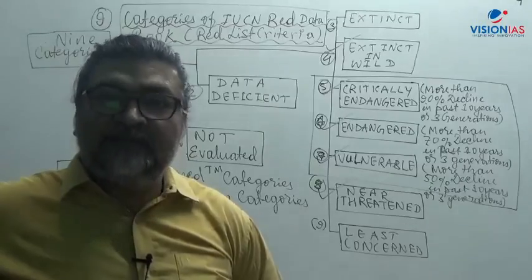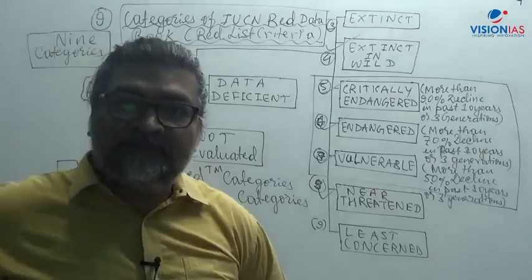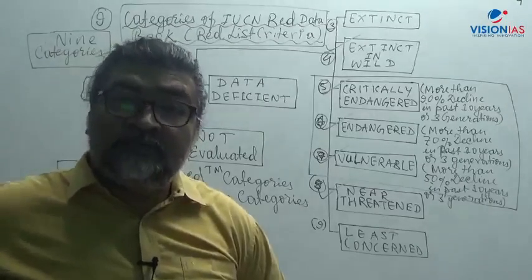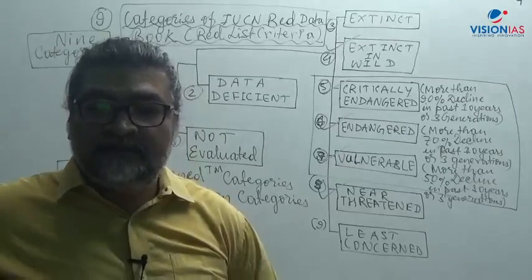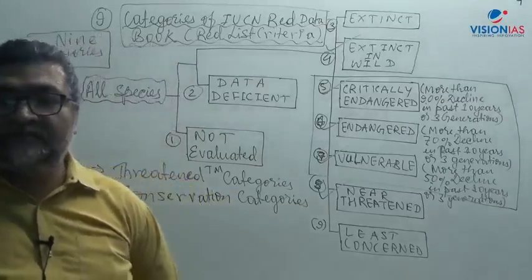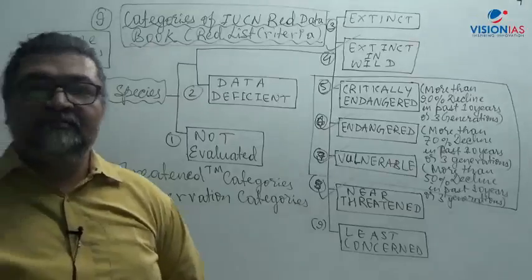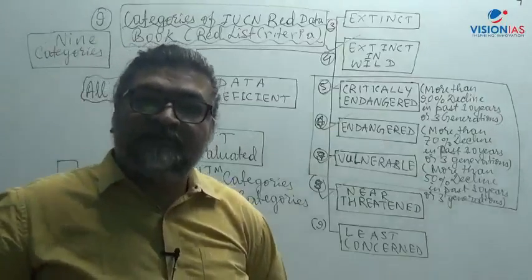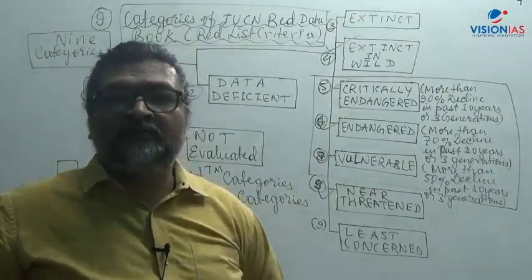Did you understand how the 9 categories are there? Data deficient, not evaluated. They are also considered as a category there. Right? Near threatened are those which are having the threat right now.